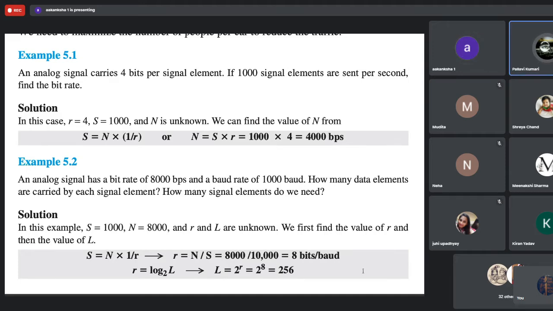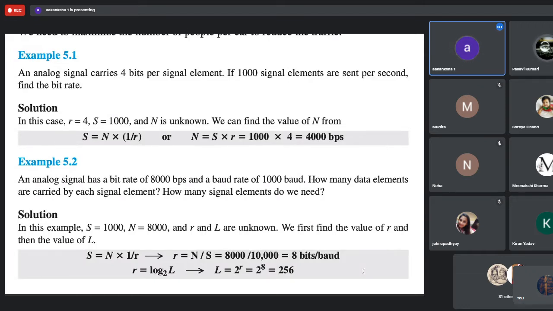So it will be 8. Yes, ma'am, that is the data elements carried by each signal element. It is quite obvious. So it will be 8 because we have bit rate equal to 8,000 and baud rate equal to 1,000. As we know S is equal to N by R, so R will be 8 bits per baud. So that will be 8 bits per signal change or 8 bits per baud. Okay, this is clear.